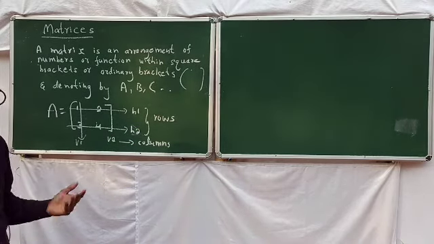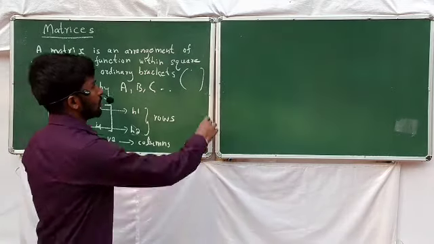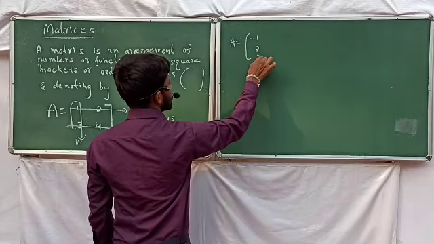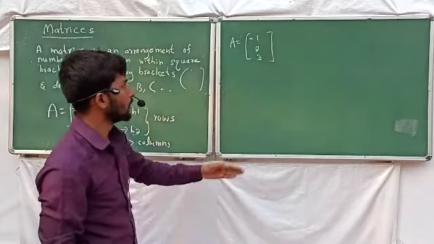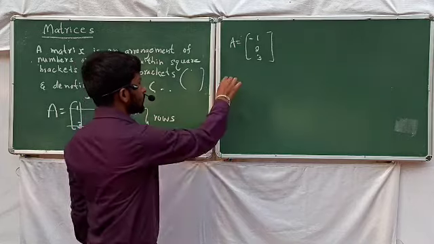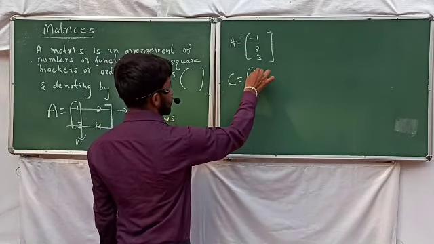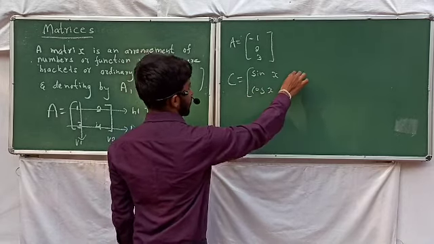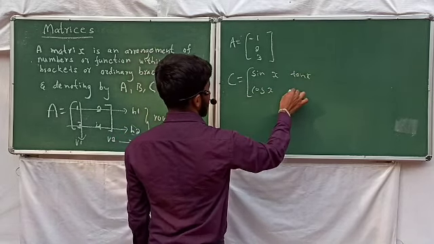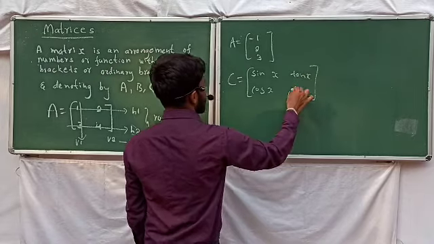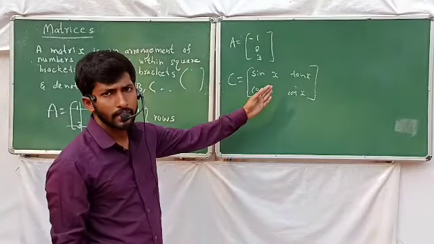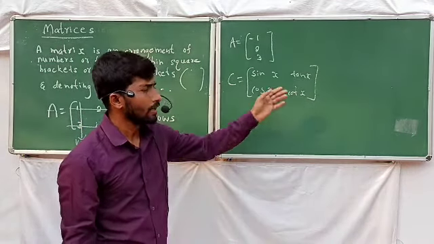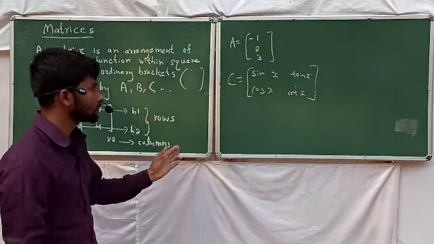Now see some examples of matrices. Suppose A is equal to -1, 2, 3. It's one example. Then matrix C is equal to sin x, cos x, tan x, cot x. Here I am taking trigonometric functions inside the bracket: sin x, tan x, cos x and cot x. These are all examples of matrices.